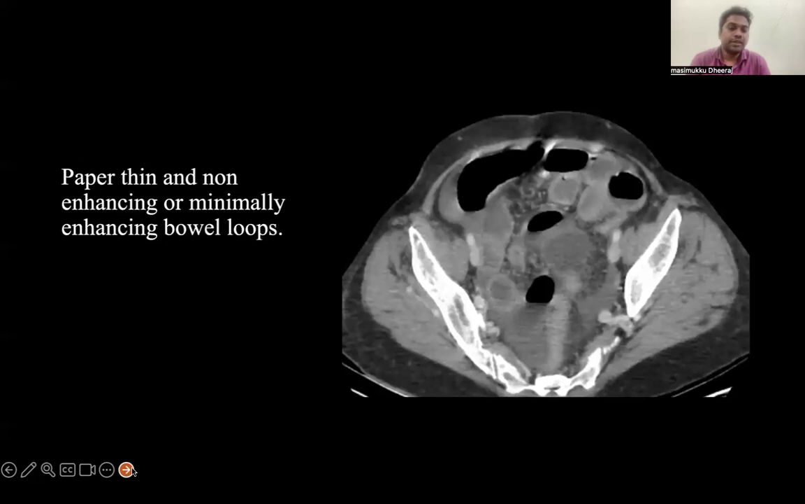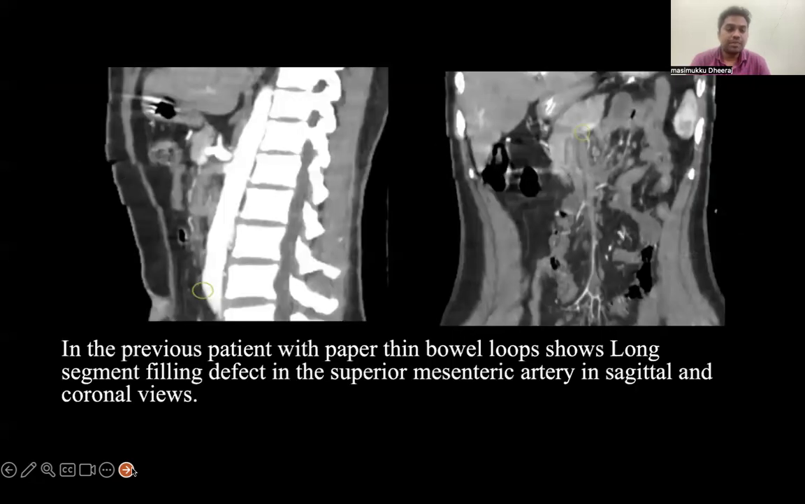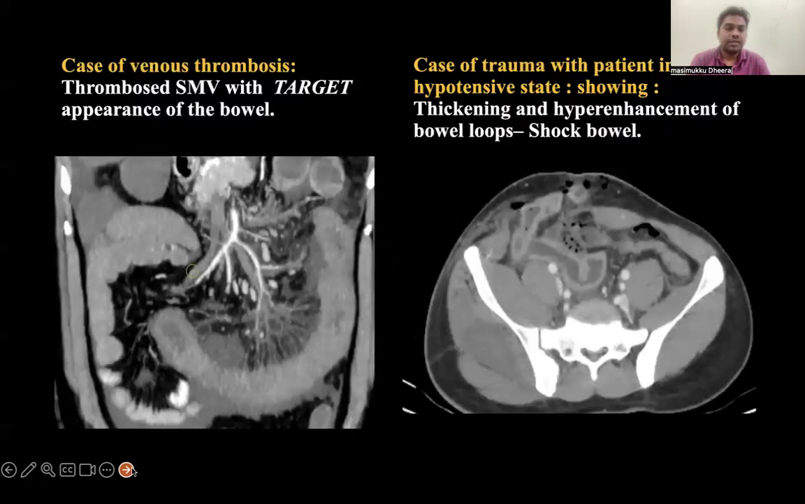In this case, we can see paper thin and non-enhancing or minimally enhancing bowel loops. The previous patient with paper thin bowel loops shows a long segment filling defect in the superior mesenteric artery in sagittal and coronal views. This is a case of venous thrombosis with thrombosed superior mesenteric vein with a target appearance of the bowel.